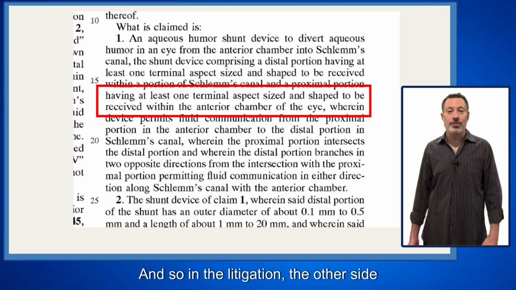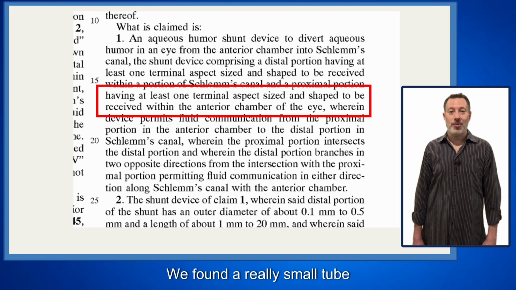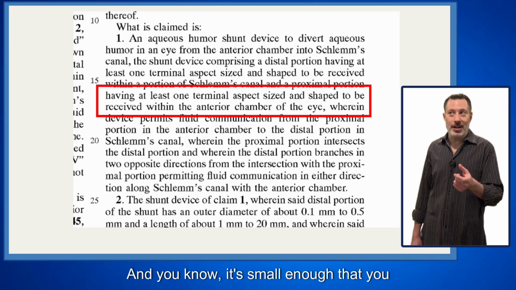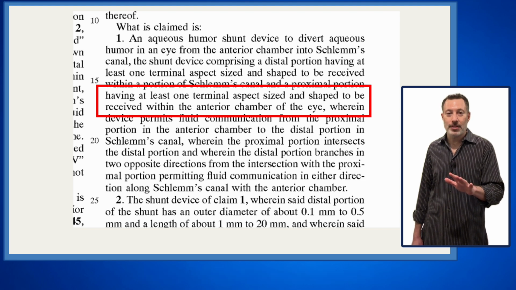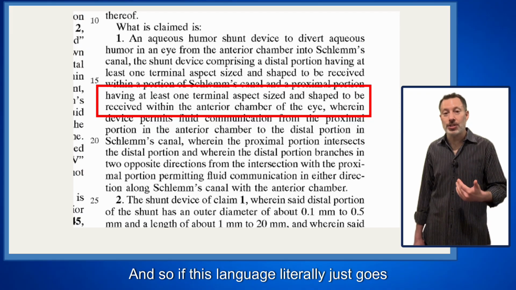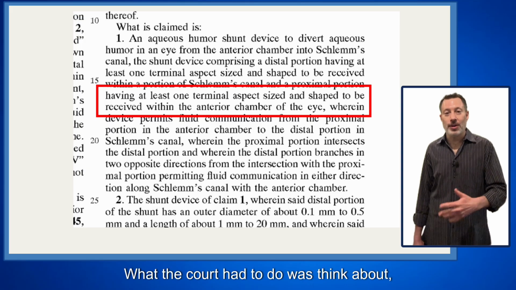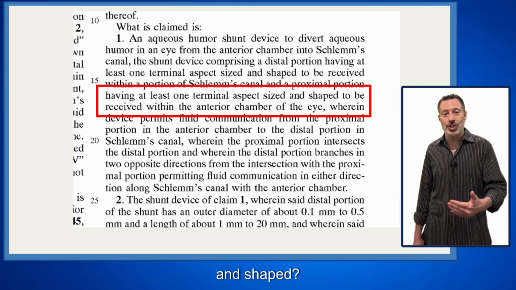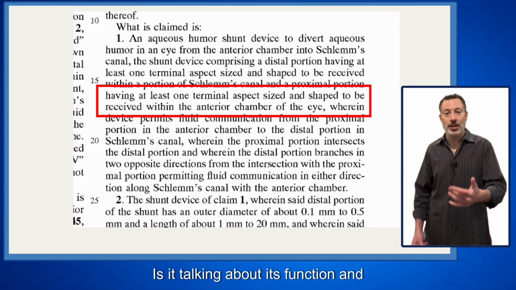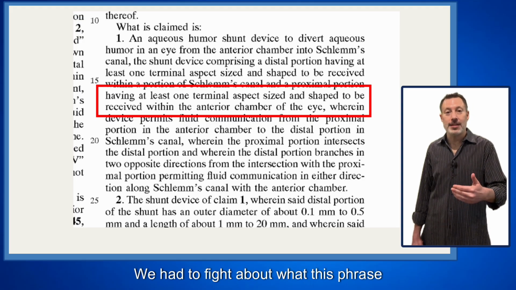And so in the litigation, the other side, who wanted to make a competing product, they said, we found prior art. We found a really small tube that has two ends and it's small enough that you could put it in your eye. Please don't. But it's small enough that you could. It is sized and shaped. And so if this language literally just goes to the size and the shape, prior art anticipated, you lose. What the court had to do was think about, well, what does it mean when we say sized and shaped? Does it mean something more than just the size and the shape? Is it talking about its function and purpose, its actual use? We had to fight about what this phrase means.